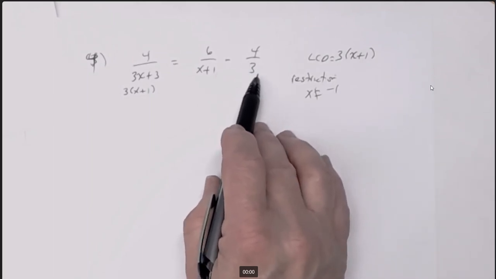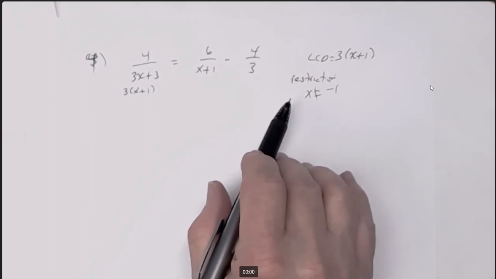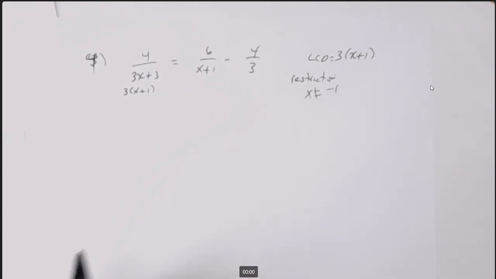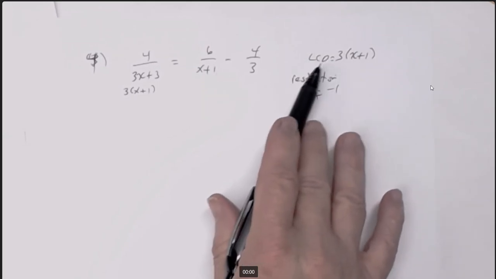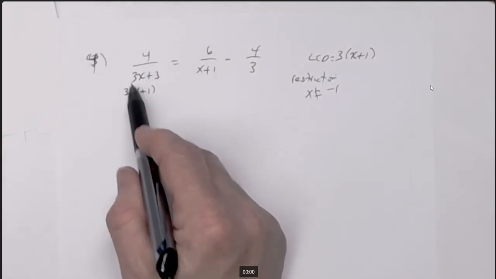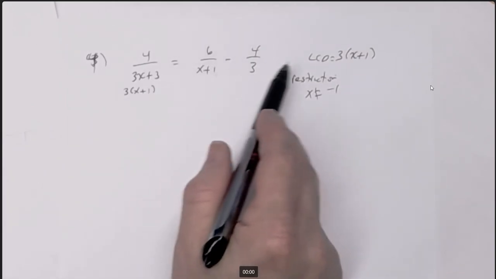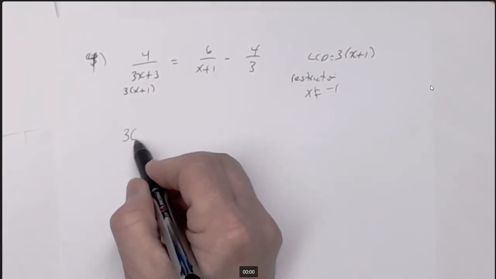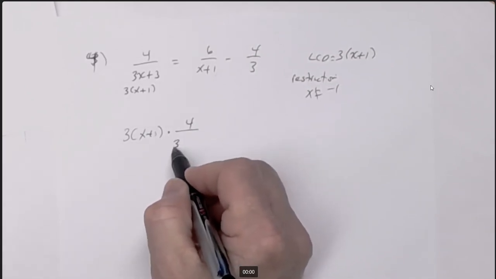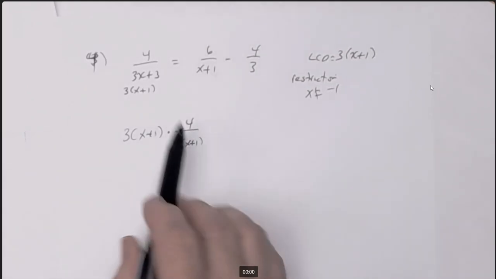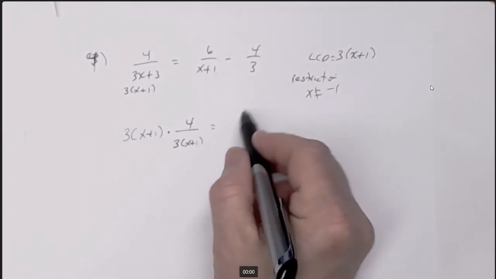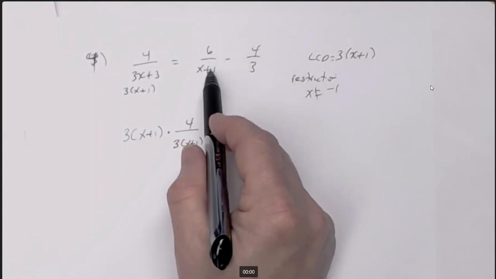Okay, so now what I'm going to do is multiply both sides by the least common denominator. So I'm going to say this, and using the factored part, times the LCD. So 3 times x plus 1 times 4 divided by 3 times x plus 1. So this is this. Equal, and then the LCD times this side: 3 times x plus 1 times 6 over x plus 1 minus 4/3.